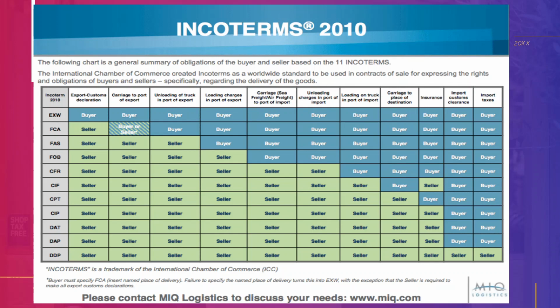Next one is FOB. It's free on board. It means they will bring it to the port, then the loading charges will also be paid by the seller. That is free on board. That is, they are loading. That also will be paid by the seller. The rest all has to be paid by the buyer.